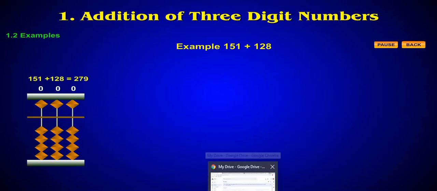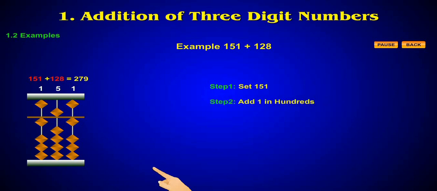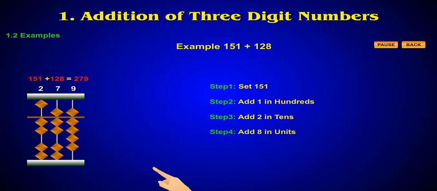Example: 151 plus 128. Step 1. Set 151. Step 2. Add 1 in hundreds. Step 3. Add 2 in tens. Step 4. Add 8 in units. Step 5. Count the beads.